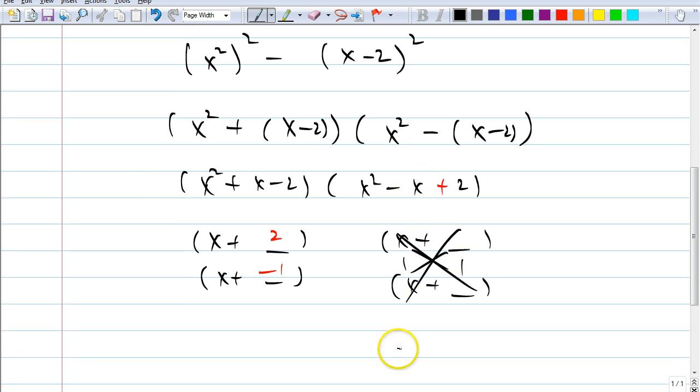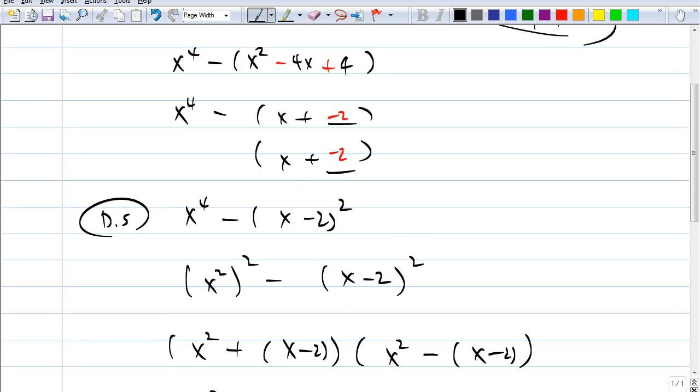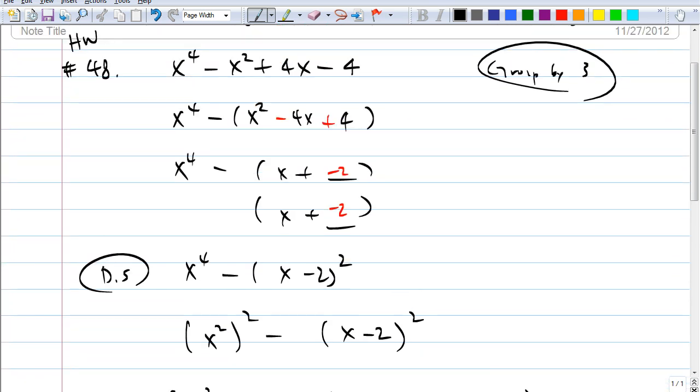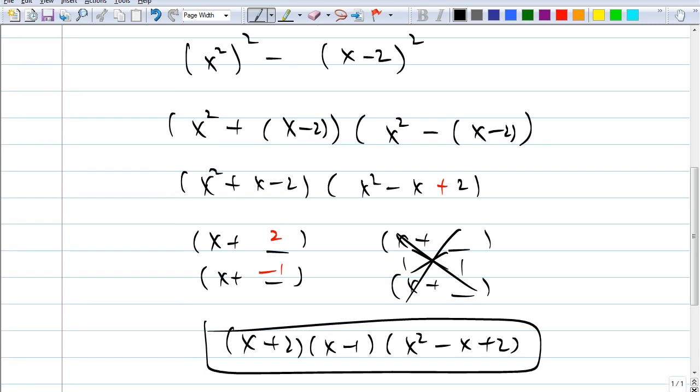So what's the answer? The first trinomial factors, Claire, what's the answer? X plus 2, x minus 1, and then x squared minus x plus 2. Exactly. So that's the answer for number 48. Any questions? Does this make sense? If grouping by 2 doesn't work, 90% of the time it will, but when it doesn't, try to look for that grouping by 3, and that trinomial should factor. Any questions? Does this make sense?